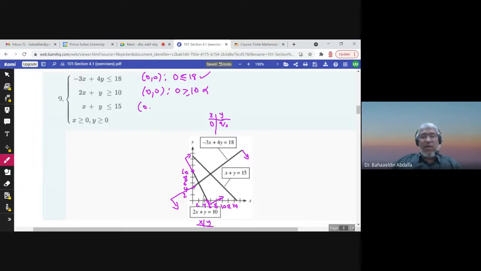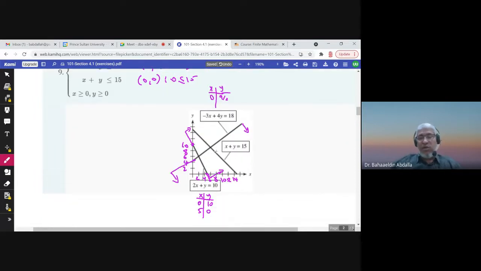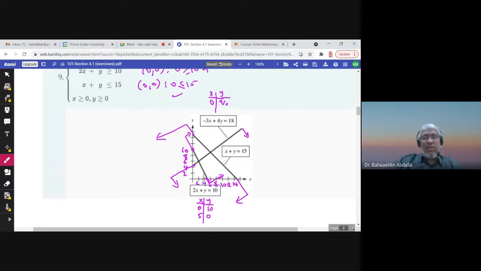The last line, 0 plus 0 less than or equal to 15, that's correct. So that's okay, good. So this is the line x plus y equals 15, and 0, 0 here belongs to this side. So the graph is to the left of this line. So where is that region? And pay attention, x should be greater than or equal to 0. So the graph is here, and y should be greater than or equal to 0. So the graph is here, and we are in the first quadrant.